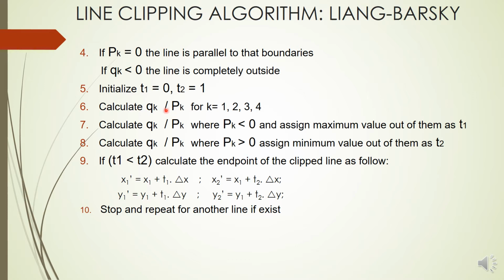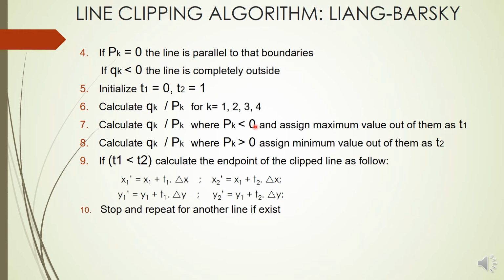So just use that value to calculate this QK and PK for all the PK, which is P1, P2, P3, P4, and also Q1, Q2, Q3, Q4. You need to calculate these 4 points. And then after we get this, we will divide this QK and PK into the ones that are less than 0 and also the ones that are greater than 0.